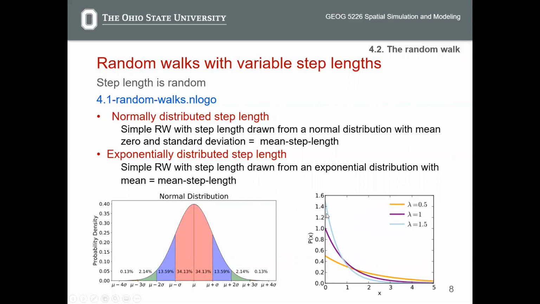Here we have different types of exponential distribution with different parameters lambda. And the idea here is the same, right? X is for distance. P(x) is the probability density that a specific value x will be chosen. So the key point here is that we have a variable step length for each step, and this length can be drawn from a normal distribution, exponential distribution, or any other distribution you want.